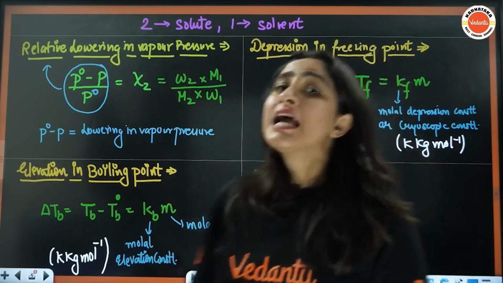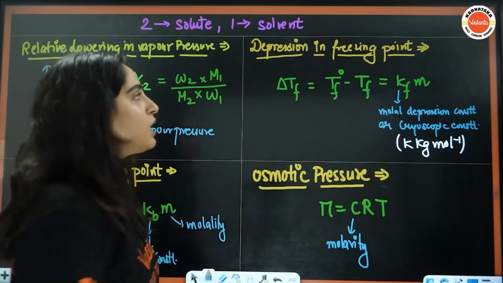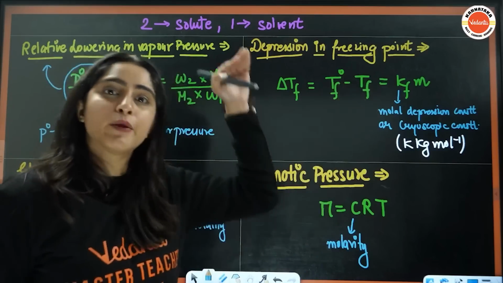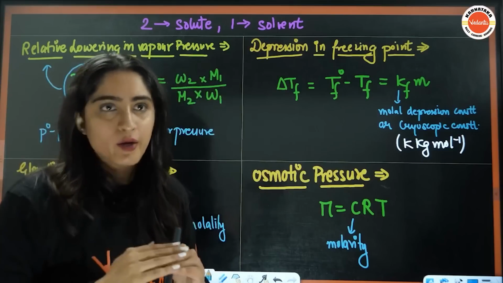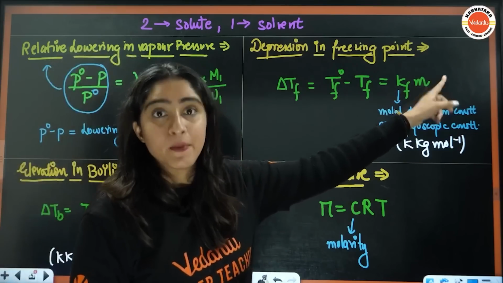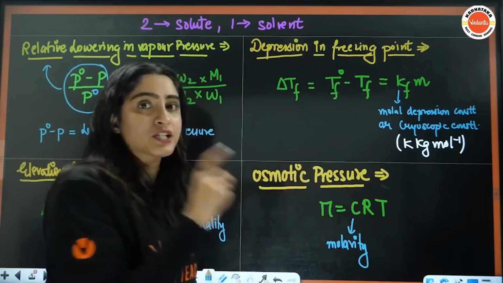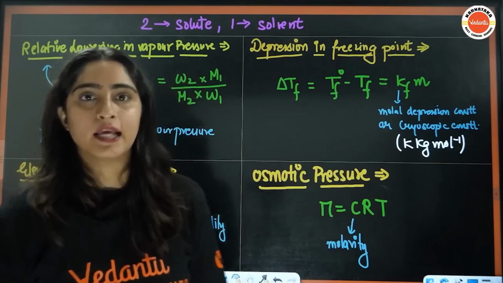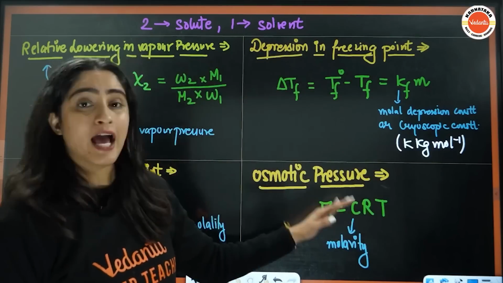In depression in freezing point the formula is also very similar. It's just that here we have TF naught minus TF, because there is depression: the temperature is getting down and the freezing point is lowering. This is also molality. But in the case of osmotic pressure, always remember this, it depends on the molarity, not the molality. First we have mole fraction, then molality, here also molality, and here we have molarity.